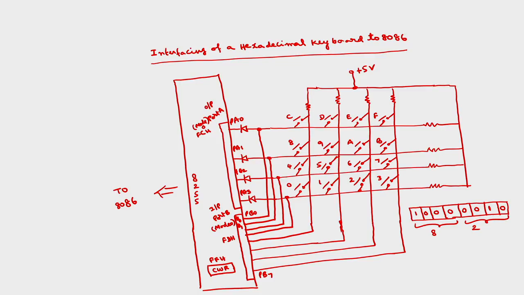Now the basic process to interface a hexadecimal keyboard to the microprocessor is that we have to read the corresponding hexadecimal value into some register, say AL. If I press 0, AL will have the key value 00. If I press 1, 01. If I press A, 0A. If I press B, 0B, and so on. Whatever key we press, I want to take that hexadecimal value into the accumulator AL. So here we have some hardware, and I also have to write the program. Before going to the program, these are the basic steps in interfacing a keyboard to the 8086. We have 3 steps. First, we have to detect the key.